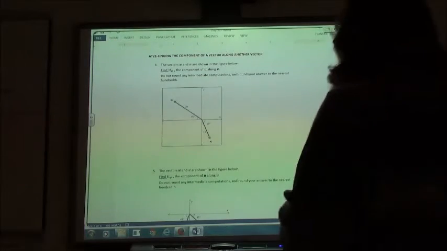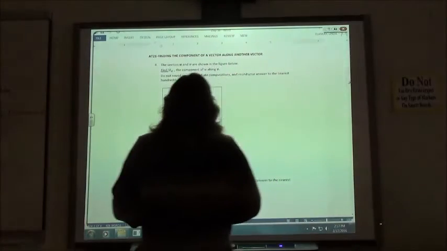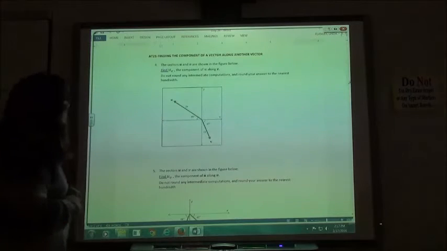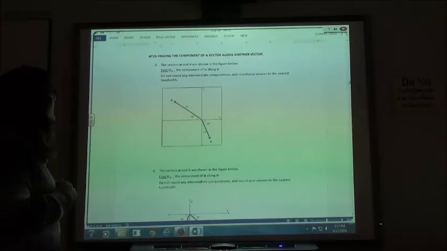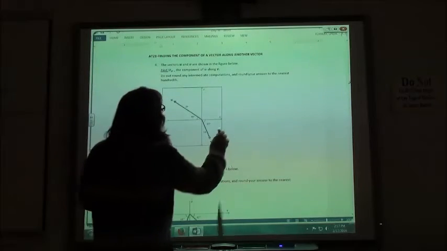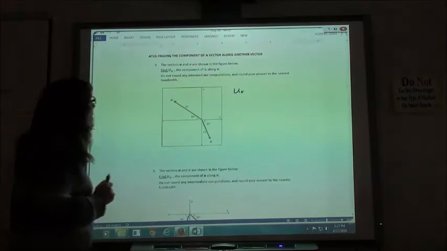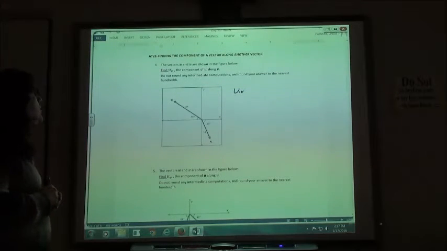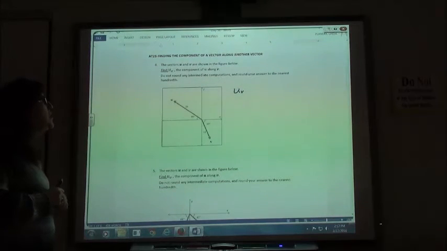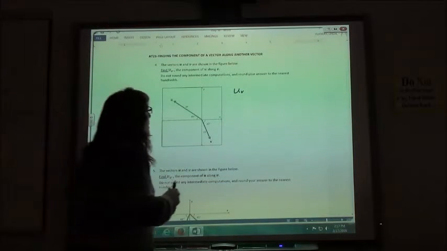Problems 4, 5, and 6 want us to find the component of a vector along another vector. The vectors u and v are shown below in the figure. Find u sub v, the component of u along v. Do not round any intermediate computations and round your answer to the nearest hundredth.